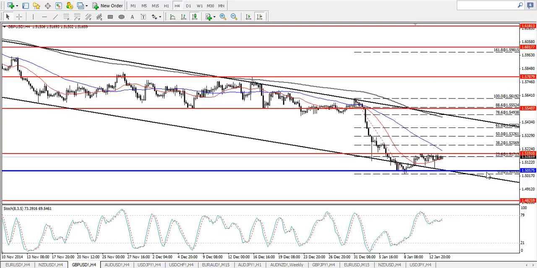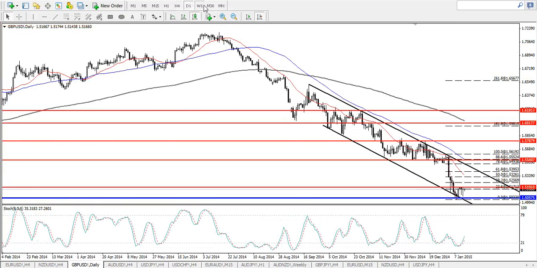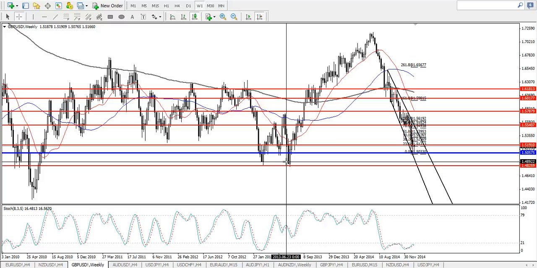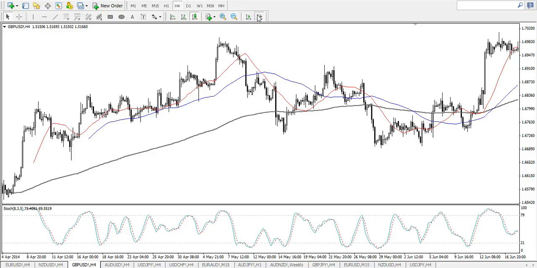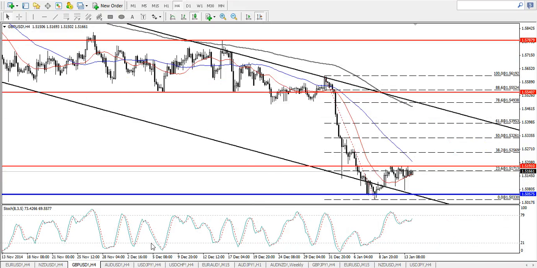However, if price were to break below the previous low, we are looking at the support level of 1.4825. Right, this support level is based on the weekly charts, at the previous low during June 2013 itself. Alright, so that's for pound against US dollar.